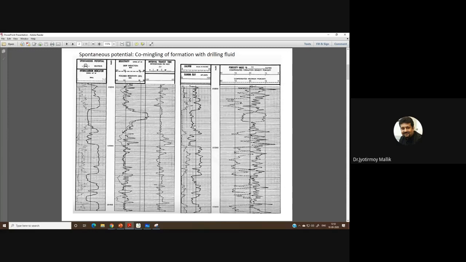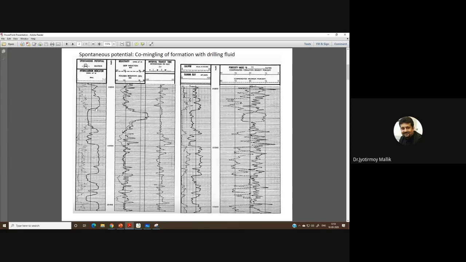So there is another type of log which you can use for your distinction between shale and sandstone, which is spontaneous potential. And here you can see the spontaneous potential is given by this. So this is referring to the first panel that we are looking at right now. You can see here this bold black line represents the variation of spontaneous potential with respect to depth.